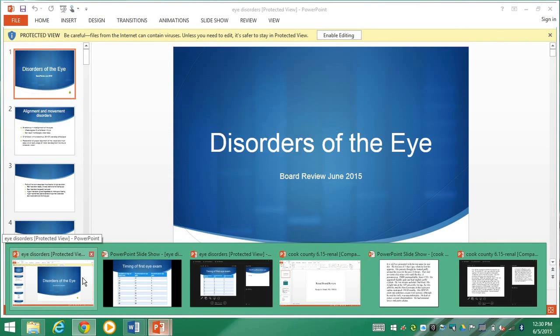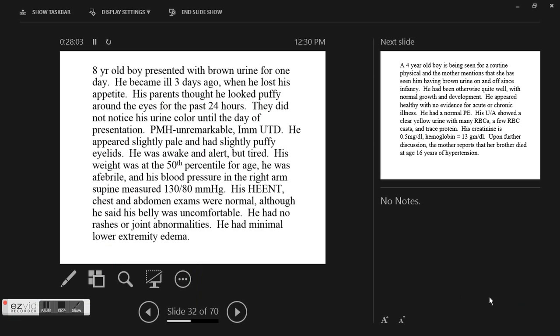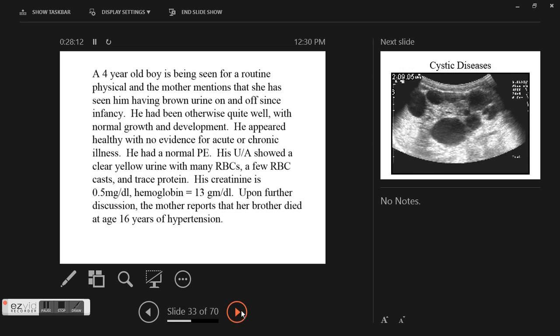We're good. Okay. Got one other case for you. A 4-year-old comes to your office for a routine physical, and you know what? Ever since he's been a baby, we've seen some brown urine every now and then. He's otherwise healthy, normal physical exam. UA: yellow urine, many red cells, a few casts, and trace protein. There's his creatinine and his hemoglobin. What are you worried about?